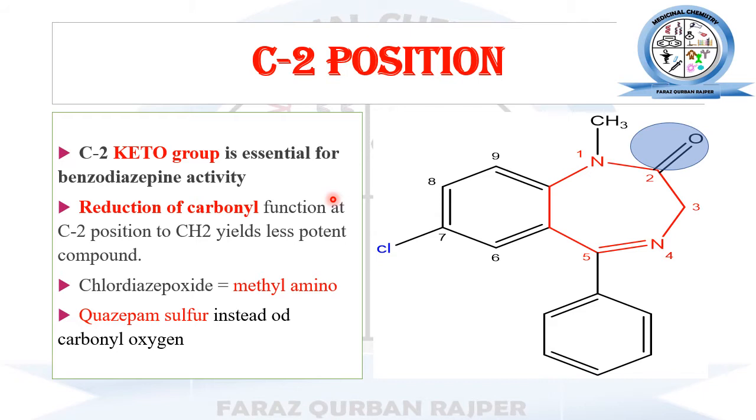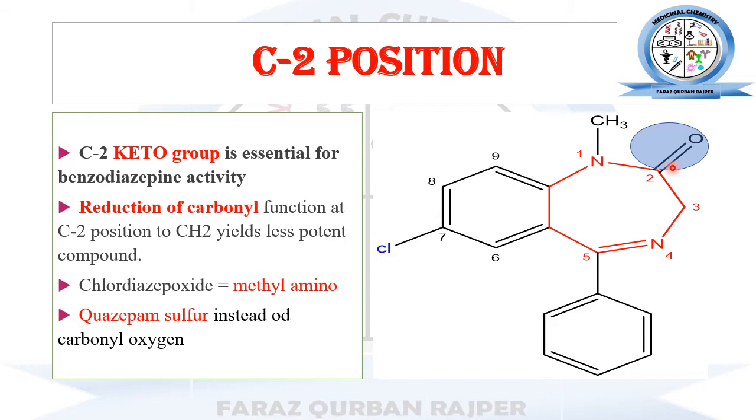Some benzodiazepines lack the carbonyl or ketone group at the carbon number 2 position, but they have certain other functional groups which are responsible for their activity. Like chlordiazepam has the sulfonyl functional group, and chlordiazepoxide has the methylamino group.